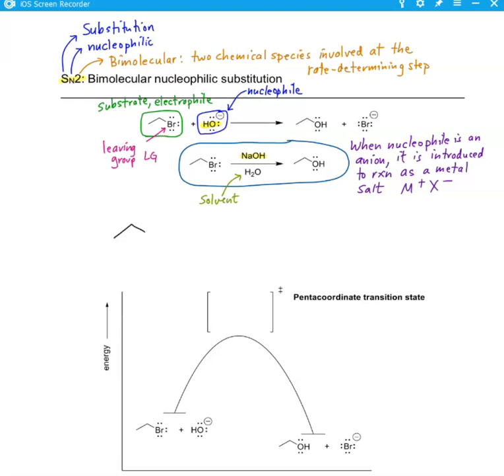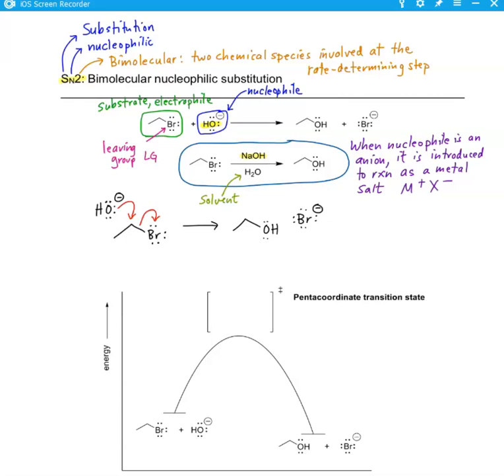Let's draw the mechanism for how this happens. We know it's SN2, which means that it's a concerted reaction mechanism, which means that the substitution is taking place all at once in one elementary step. So the hydroxide ion attacks the carbon with the leaving group and pushes the leaving group out. So in the result, we get ethanol and the bromide ion, which departed the molecule.